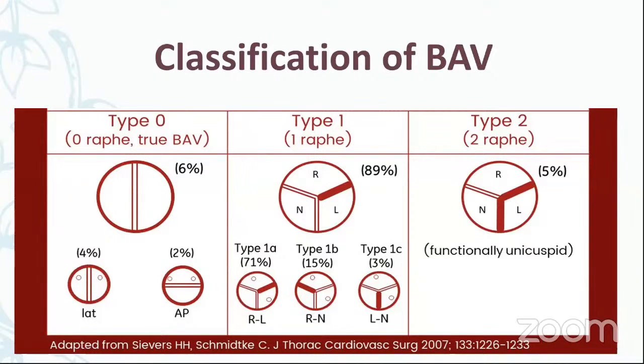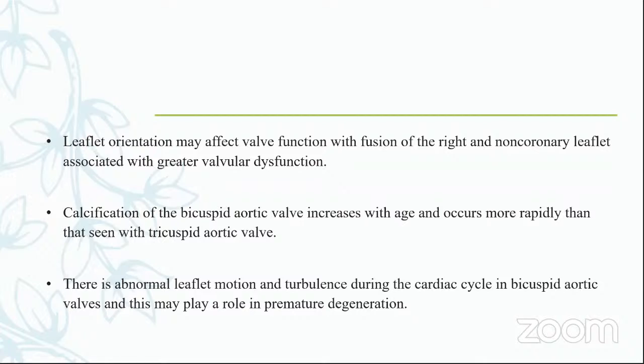Type 2 has two raphe, and it is called a functionally unicuspid aortic valve. It is present in only 5% of the patients. Leaflet orientation may affect the valve function, as the fusion of the right and non-coronary leaflets is associated with greater valvular dysfunction.